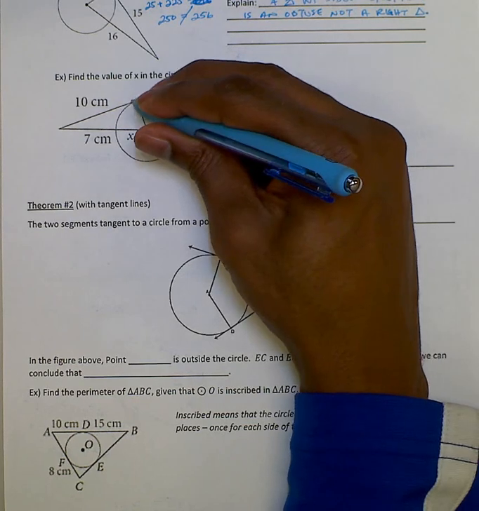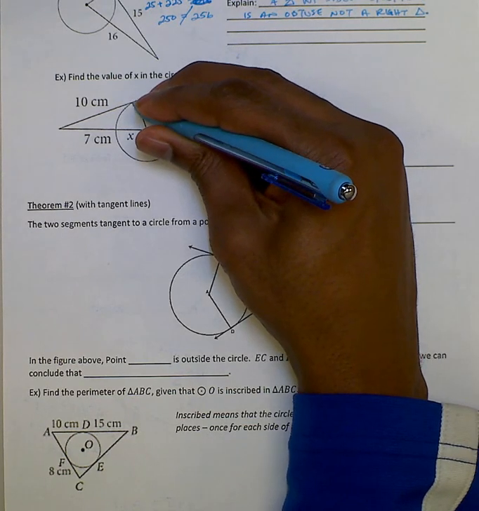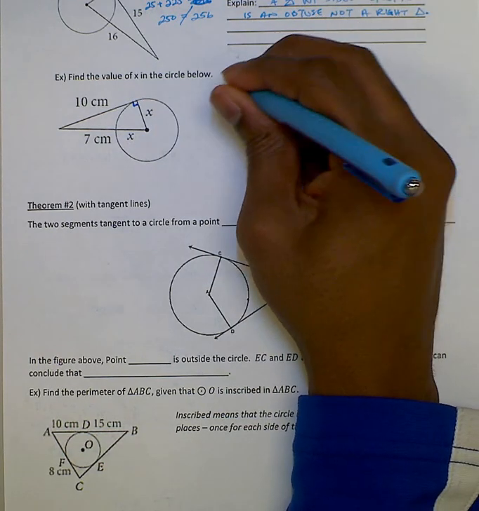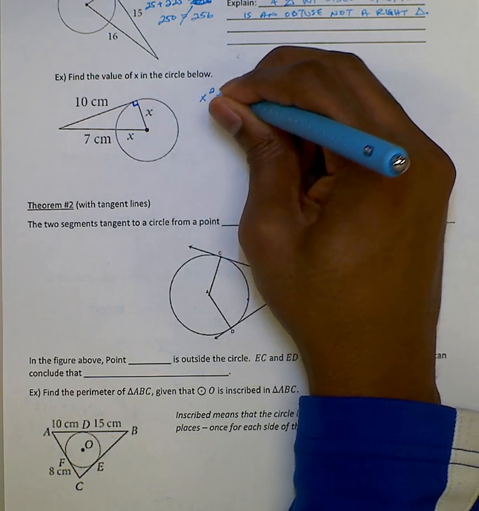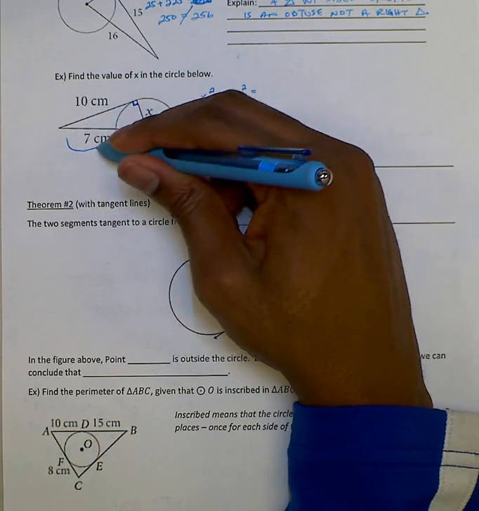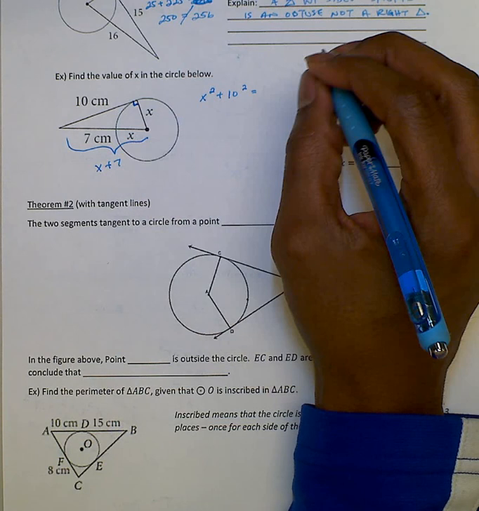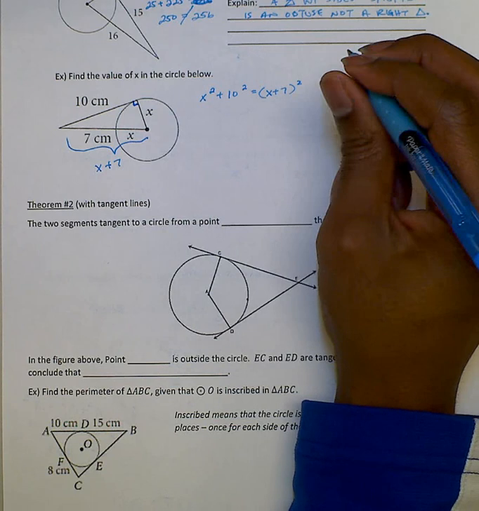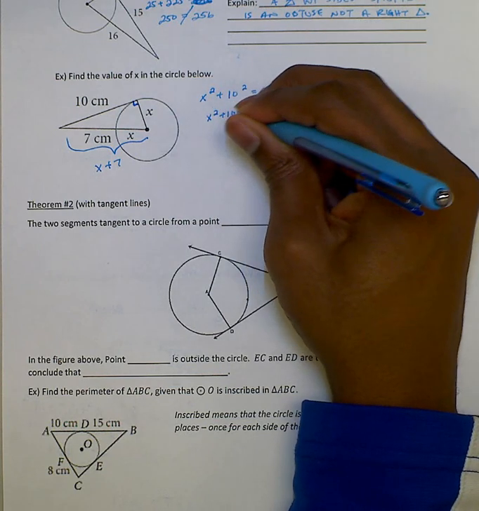Again, we're assuming that this is a tangent line, and so our radius drawn to that point of tangency will create a right angle. And so now we can set it up as x squared plus 10 squared equals this side squared. Now we're going to rewrite this side as just one entity, x plus 7. So x plus 7 squared. So x squared plus 100 equals x plus 7 squared.